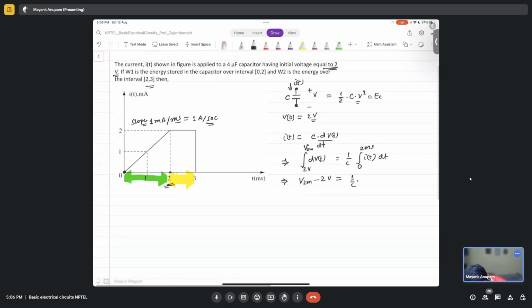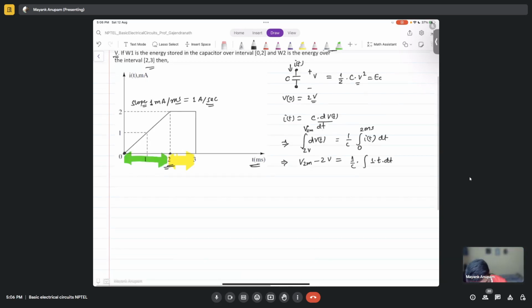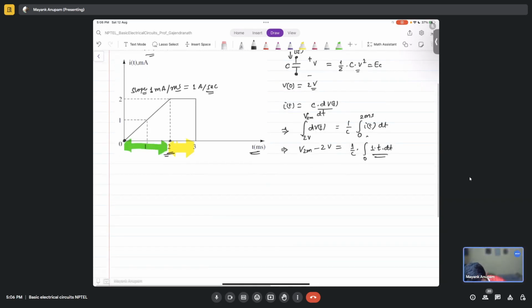So here it will be 1 amp per second into t. What is the equation of this straight line? Slope multiplied by the x-axis function, the independent variable. So it will be 1 into t dt, from 0 to 2 milliseconds. What will it be? V2 milli minus 2 volts is equal to 1 over C into t square by 2, and the limits will be 0 to 2 milliseconds.